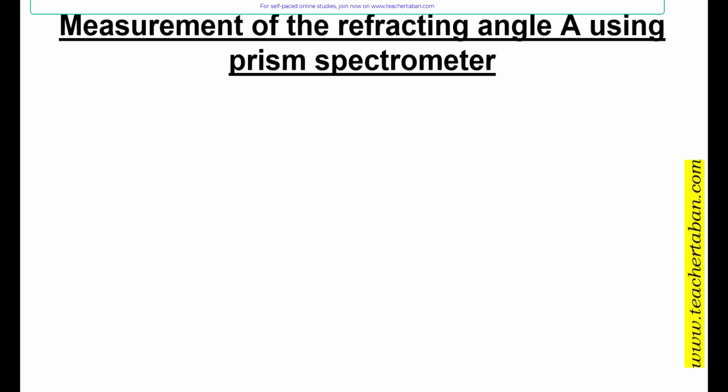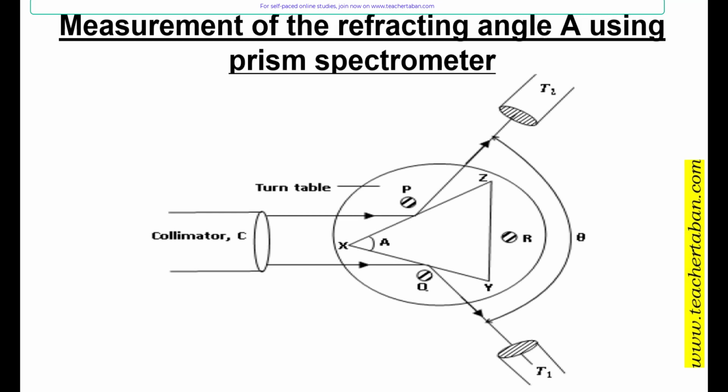So, after having looked at how the adjustments of the spectrometer are done, let's now turn to using the spectrometer to measure the refracting angle of the prism. What we do is very simple. Simply make sure that the collimator beam, remember that the collimator produces a parallel beam, is directed onto the prism in such a way that the apex, where we have the refracting angle of the prism, is facing that light. That should be the first step.